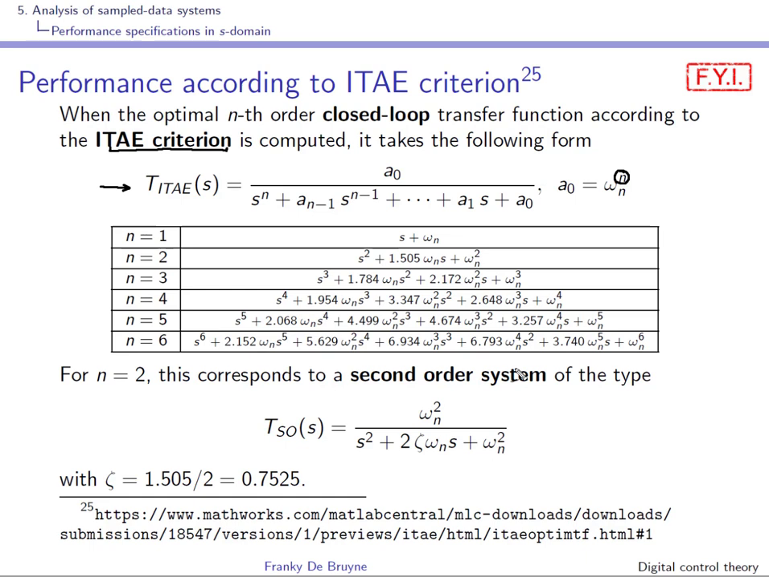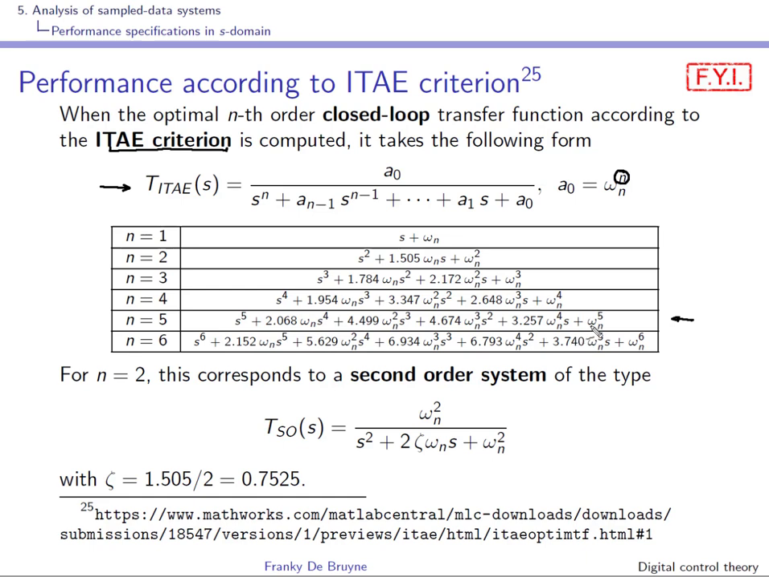So if you have a transfer function of order 5, what you should do is select this transfer function over here, where you put this polynomial at the denominator of the transfer function, and then the only thing that you have to do is to select omega n.